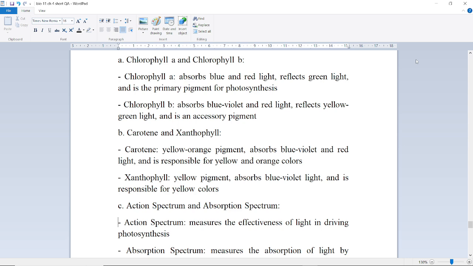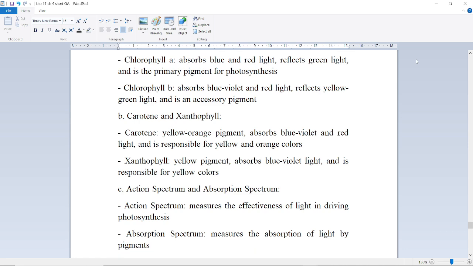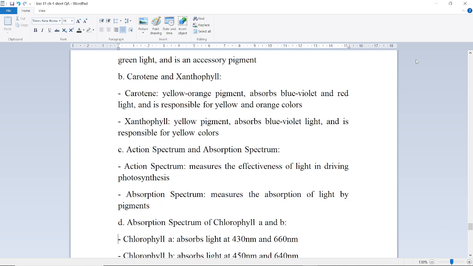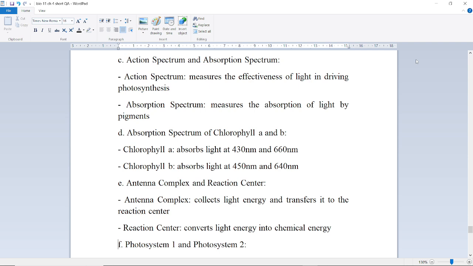Action spectrum and absorption spectrum. Action spectrum measures the effectiveness of light in driving photosynthesis. Absorption spectrum measures the absorption of light by pigments. Next is absorption spectrum of chlorophyll A and chlorophyll B. Chlorophyll A absorbs light at 430 nanometer and 660 nanometer. Chlorophyll B absorbs light at 450 nanometer and 640 nanometer.